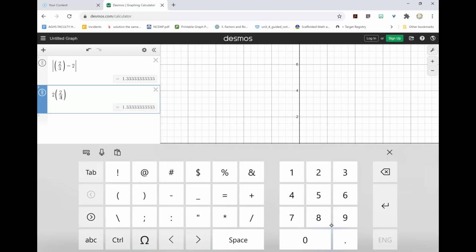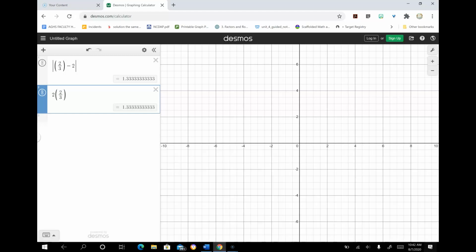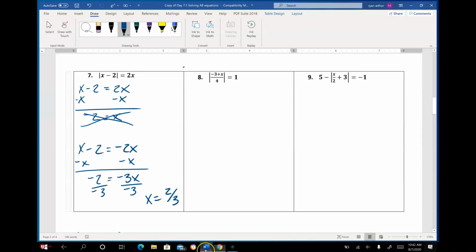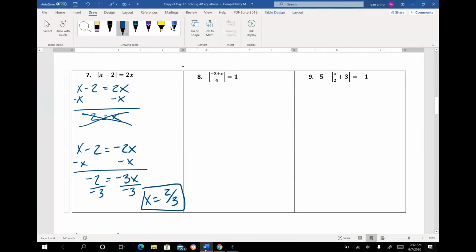Now, this one, do you see how the first one gives us 1.333? Well, that's 1/3. So that's 1 1/3. This is also 1 1/3. It gives you the same number. So 2/3 is actually an answer.